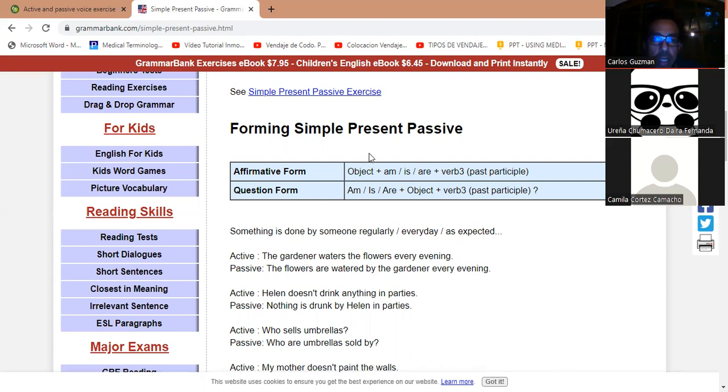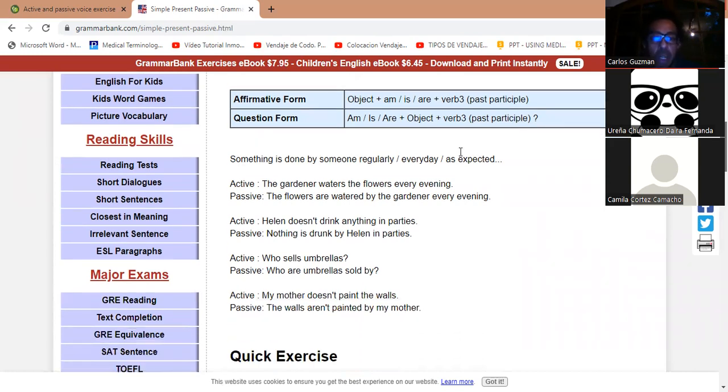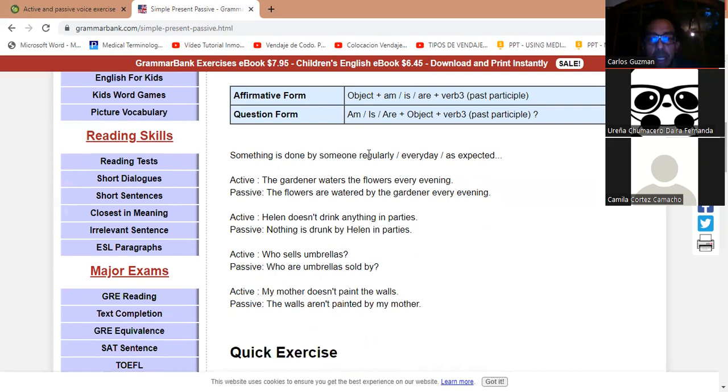All right, so let's look at the forming of the simple present passive. So affirmative form, object plus am, is, or are, whichever one you have to use depending on who you're talking about, right? And then the verb in the participle. And then with the question form, it just goes before the am, is, or are. It goes before the object, and then the verb in the past participle. Same thing. Nothing difficult. So when we use the simple present passive, we're talking about something that is done by someone regularly, every day, or as expected. All right.